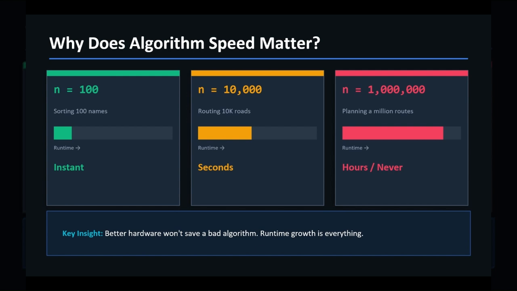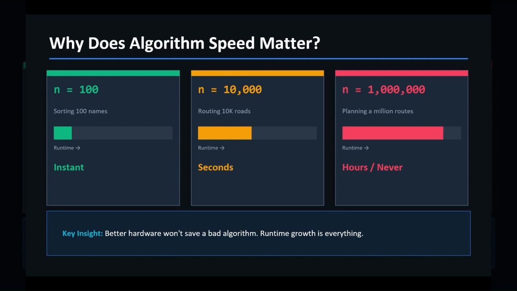The key takeaway from this is that faster hardware does not save you from a poorly scaling algorithm. You can double your processor speed, you can run it on a supercomputer, but if your algorithm's runtime grows exponentially, like 2 to the power n, then throwing hardware at it barely buys anything. Runtime growth, the mathematical shape of how your algorithm scales, is what matters. And that's what complexity theory is all about.